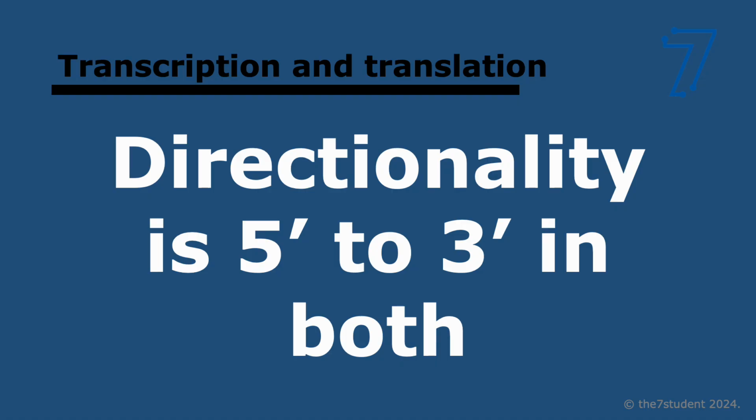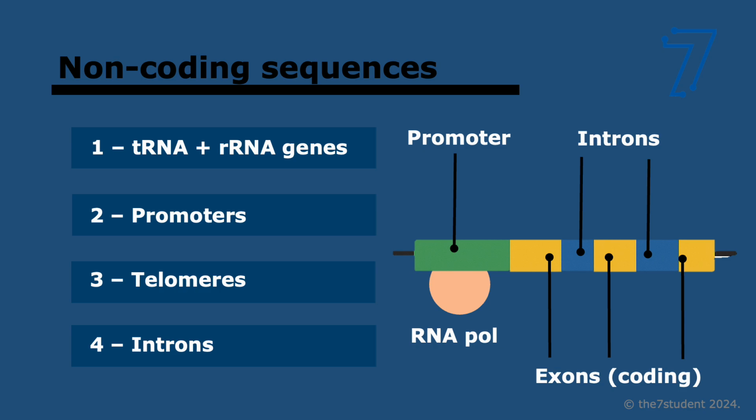So moving on to the HL part. First, you need to remember that transcription and translation are unidirectional because of enzyme specificity. So they're both 5' to 3', the same as DNA replication. I think that's easy to remember. So now we need to look at non-coding sequences. Basically, what we explained at the start is a bit oversimplified. Not all DNA codes for polypeptides. There are non-coding sequences which have other functions.